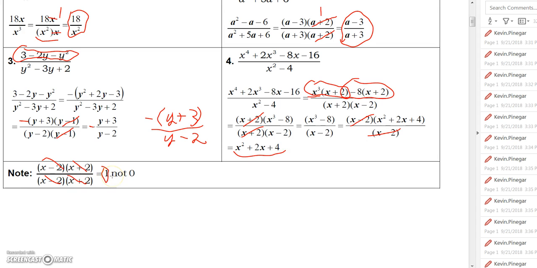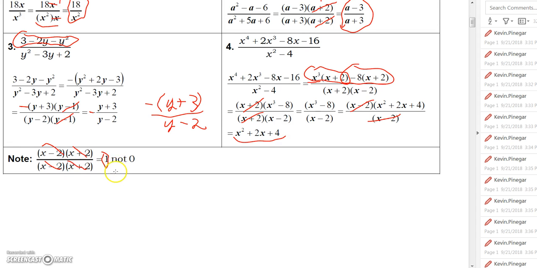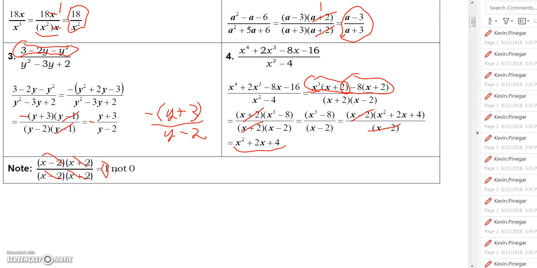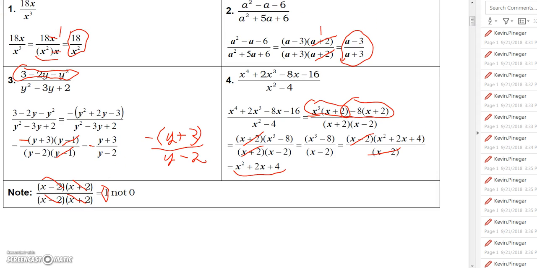Okay, so that completes the introduction section to rational expressions, and in the next section I'm going to show you how to multiply and divide these rational expressions.